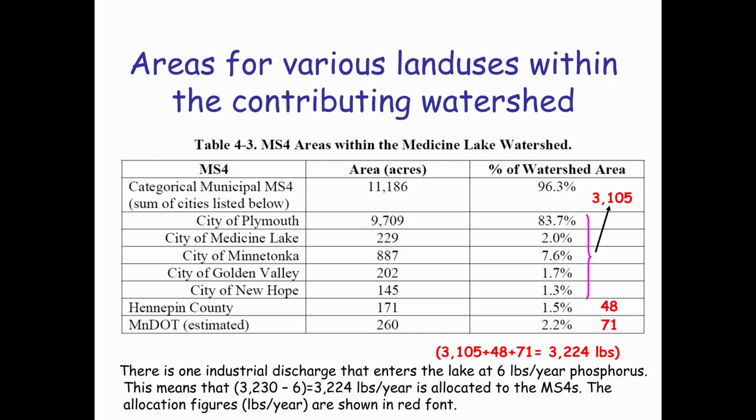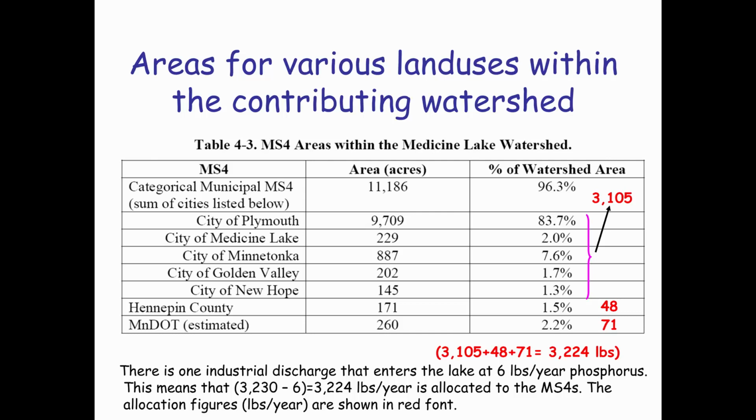The 3,230 pounds is reduced by 6, because there are 2 industrial discharges that are estimated to be 6 pounds per year, which would come up with a total of 3,224 pounds allocated to the MS4s. So just explaining why it was not 3,230. It's reduced by 6 because of those industrial discharges.